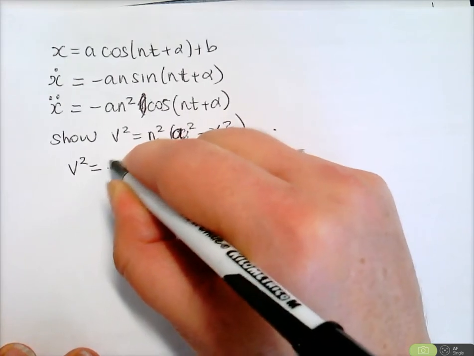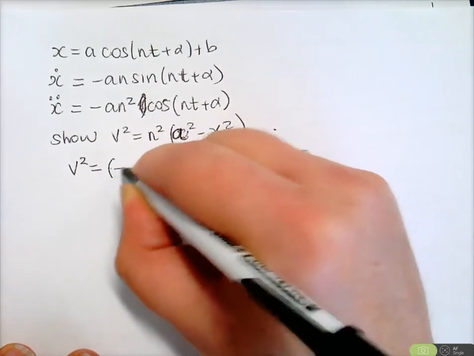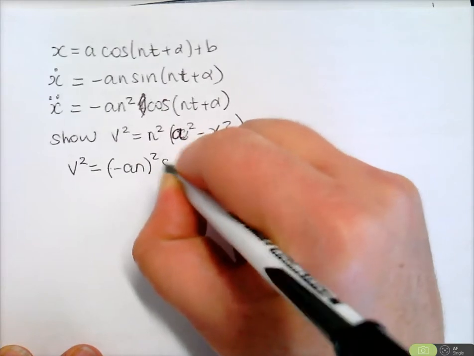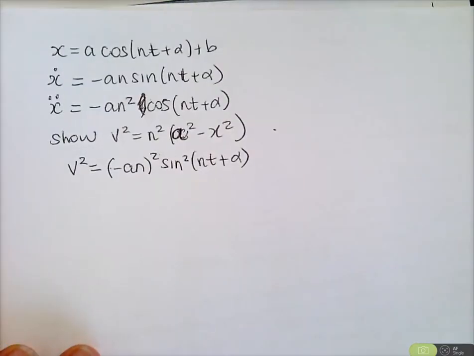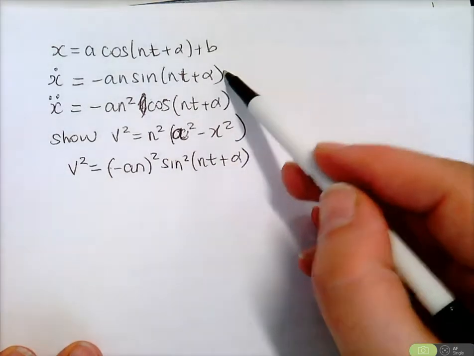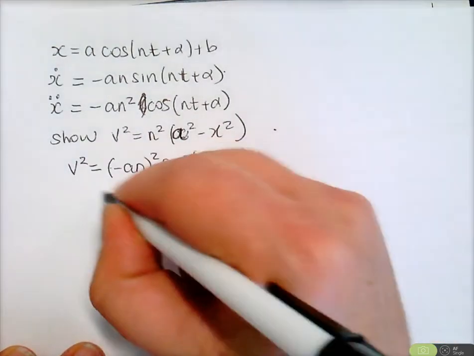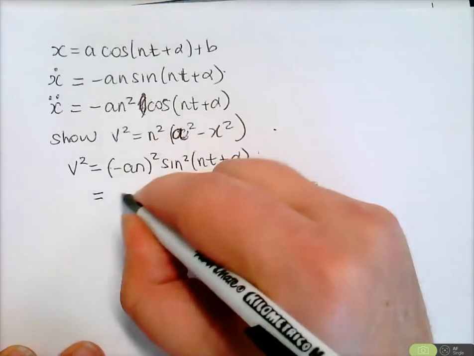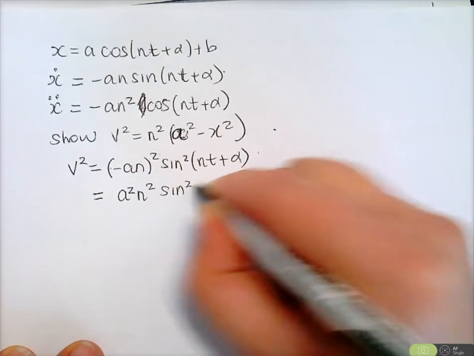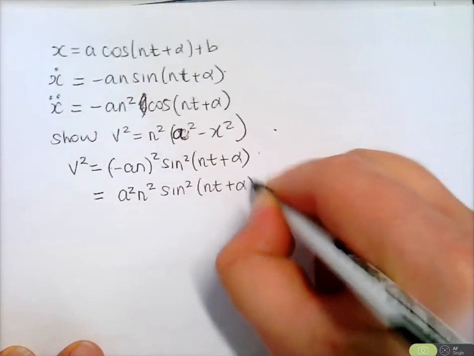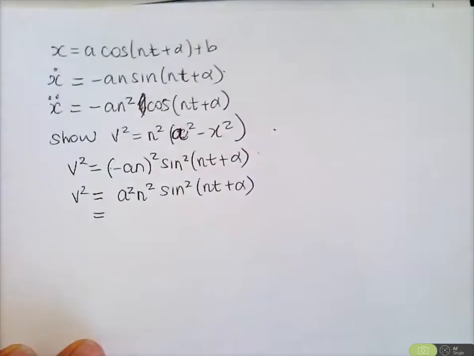So it's squaring that whole thing. It's negative an squared, and it'll be sine squared(nt + alpha). We okay with that? I'm just squaring that. That's velocity. I'm squaring it. What do you get? a squared n squared sine squared(nt + alpha). That's what v squared is.